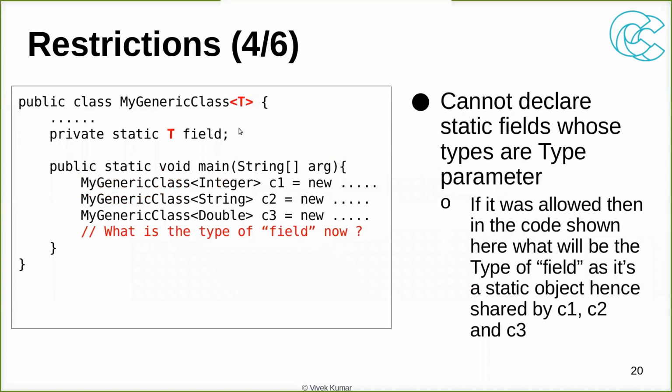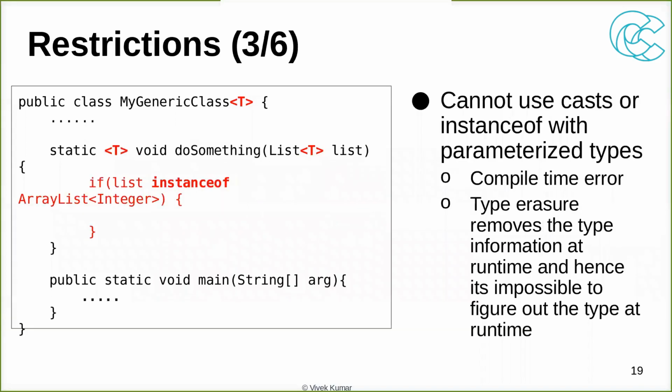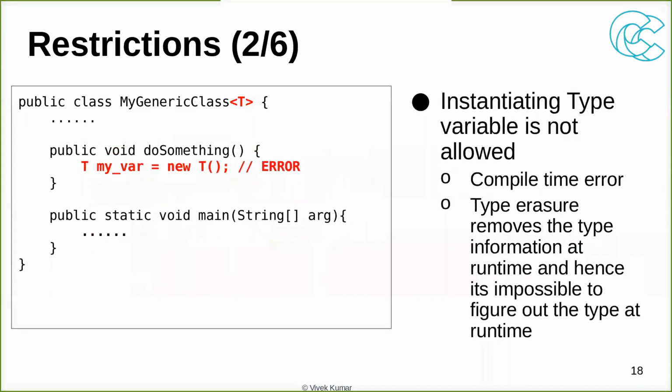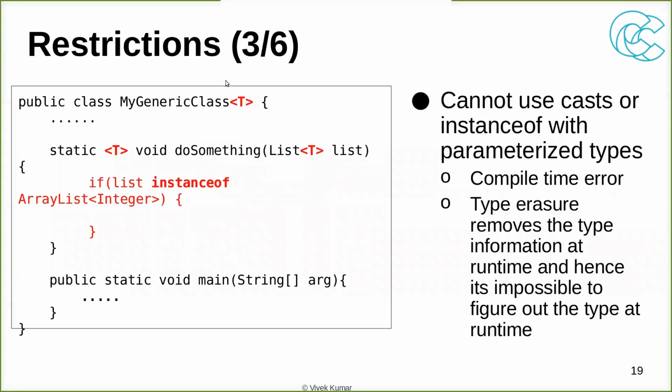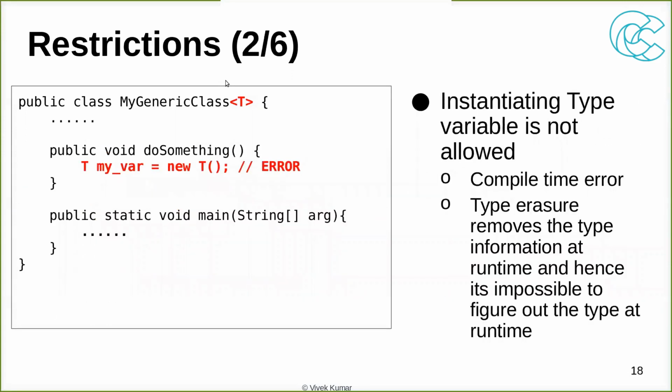Sir, but one restriction said that we cannot declare a variable of type T inside my generic class. You cannot say new T. That's the first one. This one. Okay, I understand, because it will get replaced by object anyway, right? And you cannot typecast it later. Yes. Okay. All right. Thank you.